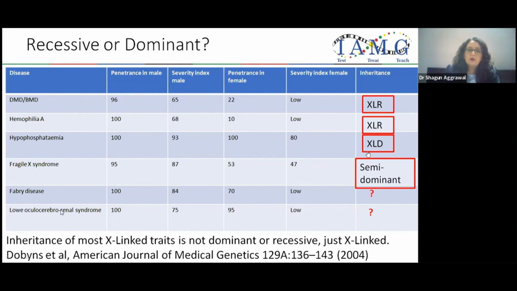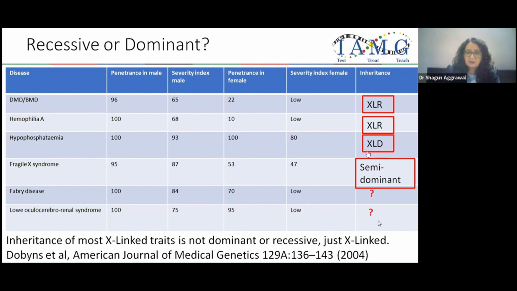But then not all X-linked conditions would neatly fit into these three categories. If we look here, this is a common metabolic condition, that is Fabry disease. This manifests in all the males, of course, and also manifests in a significant proportion of females. But the severity index or the degree of manifestation in females is quite low, and the same is seen with even this particular metabolic condition. So how do we classify this?